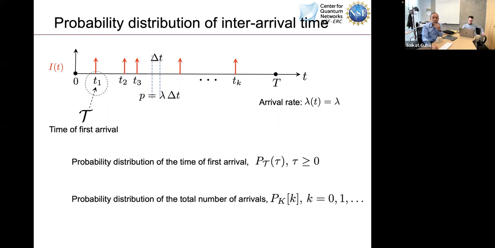Okay, so let's try to work on that, and then we will solve another question, finding the probability distribution of the total number of arrivals within a time window 0 to capital T. So let's first attempt the first question. What is the probability distribution of the time of the first arrival?